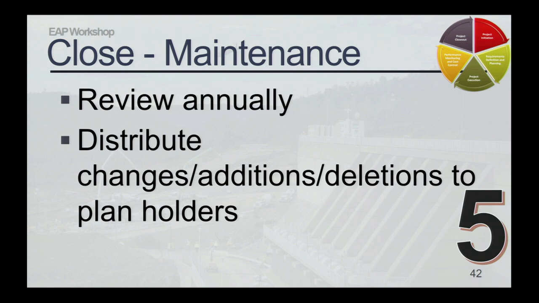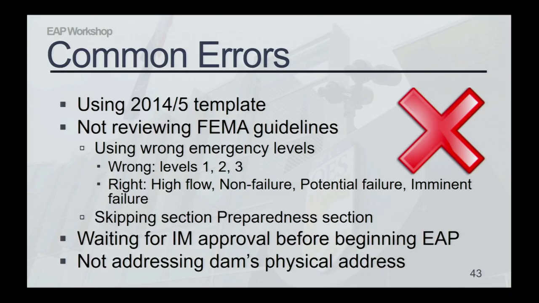So now that we've covered the project cycle of the EAP, we've gone through steps 1 through 5, you've gotten a head start on step 1 and step 2, we'd like to share some common errors and best practices we've seen in the EAPs that we've reviewed so far. So some of the common errors, the first one is using an outdated template. Before the 2017 legislation, there was a template that was based on 2014-15 information, and it doesn't incorporate the latest guidance, and it also doesn't incorporate all the guidance in FEMA P64. So any EAP that we see prepared with this usually goes back with about 32 revisions. So I don't recommend using the old template. I do recommend reviewing the FEMA guidelines.